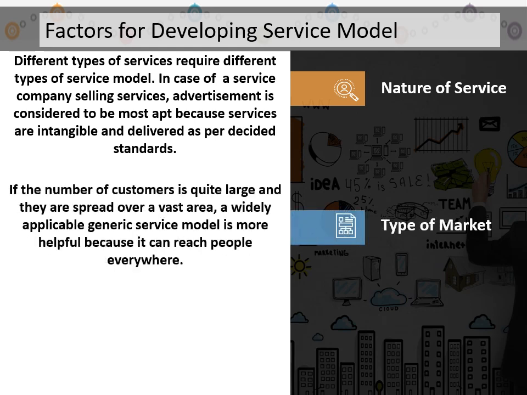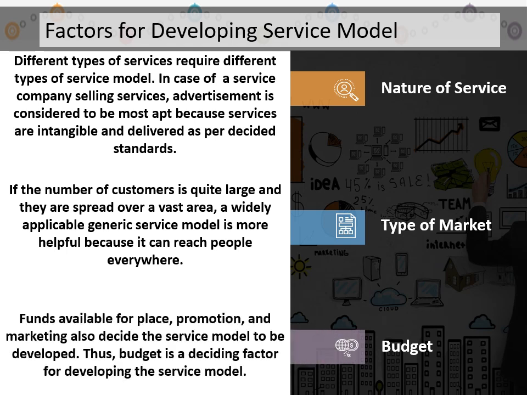Type of market. If the number of customers is quite large and they are spread over a vast area, a widely applicable generic service model is more helpful because it can reach people everywhere. Budget. Funds available for place, promotion, and marketing also decide the service model to be developed. Thus, budget is a deciding factor for developing the service model.